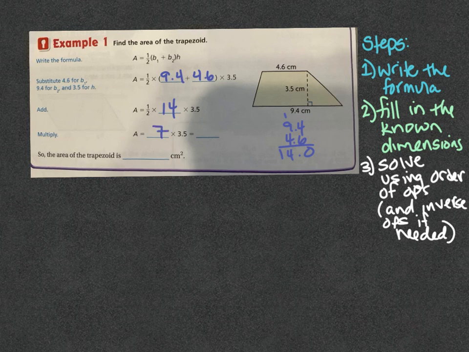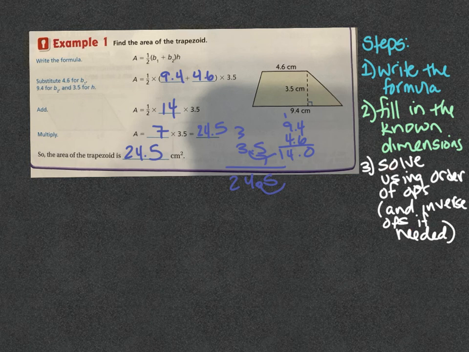And then all I need is to do the rest, the 7 times 3.5, because I already calculated that. 7 times 3.5, that's 35, and then 21, 22, 23, 24.5. The area of that trapezoid is 24.5 centimeters squared. Again, that's just following the steps. Write the formula, fill in known dimensions, solve using order of operations.